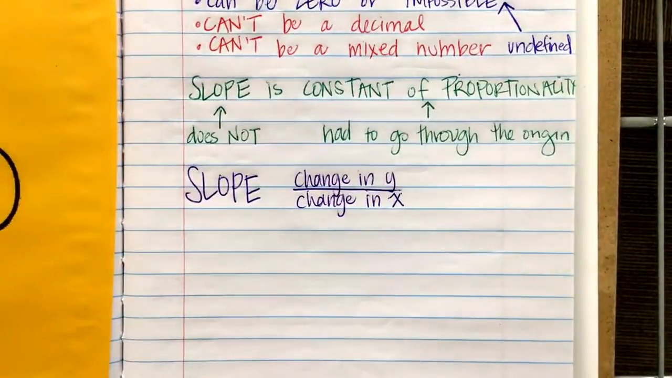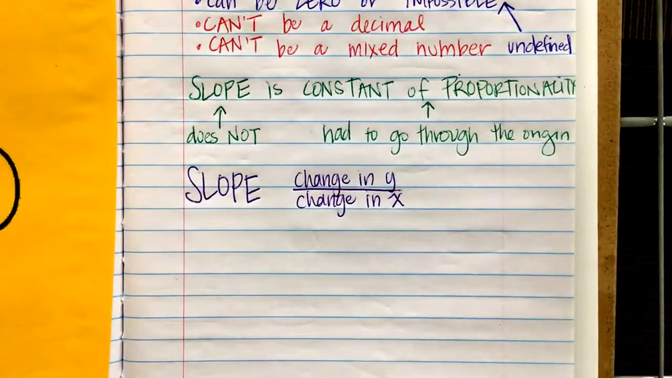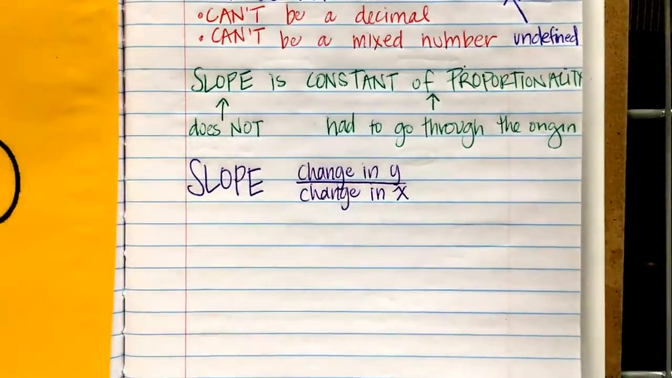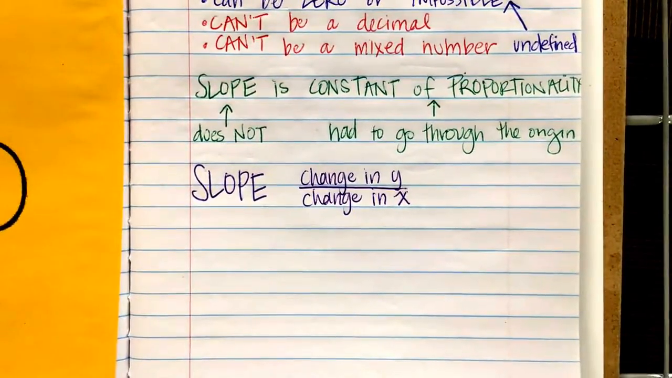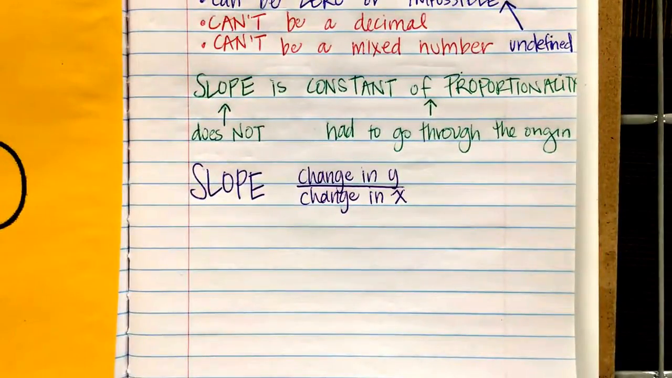Change in y over change in x. Which way is the change in y? Can you show me with your arms or your hands? Which way would the change in y go? Where is the y-axis? Which way does the y-axis go? Vertically, up and down, correct?